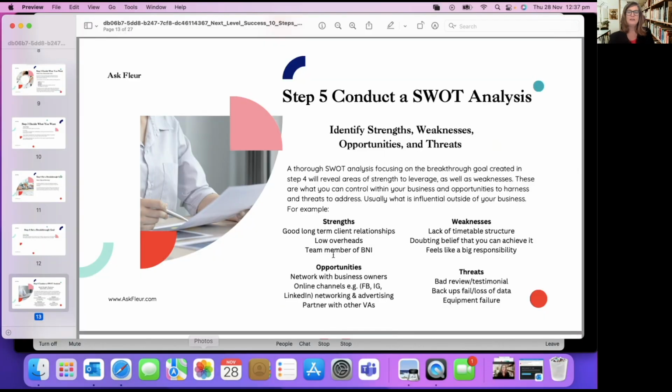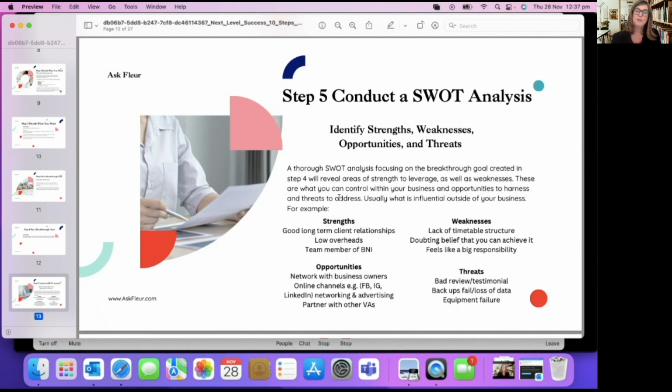So let me just share my screen for you. You can see here that I've got the strengths, weaknesses, opportunities, threats. That's what I mean by a matrix. This is just some examples that I've created here, looking at your breakthrough goal in a revenue or income or something to do with increasing your clients or your premium clients or something.